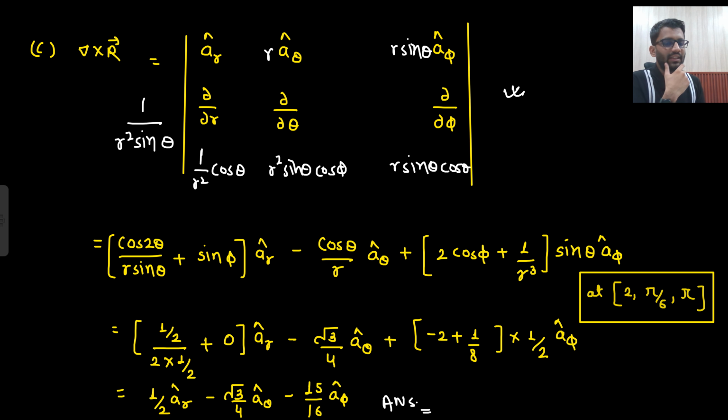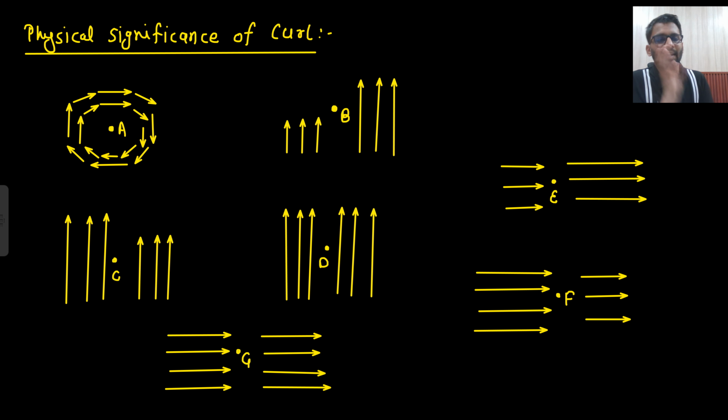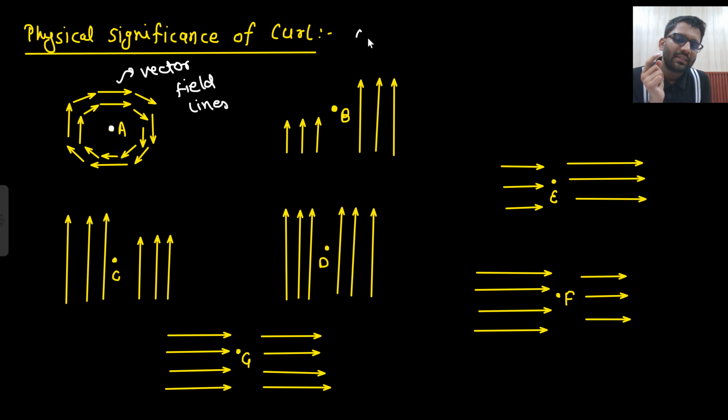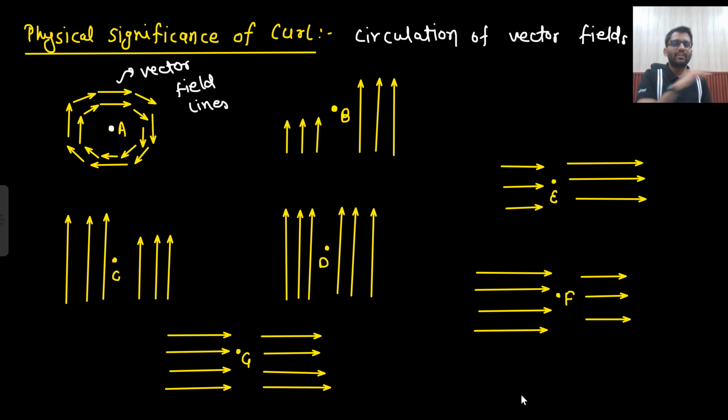Now let's see the physical significance, but we will only understand the direction. Okay, so what the curl shows, I will tell you one thing. This is your point A and these are the vector field lines. So curl shows the circulation of vector fields. So how will you understand this?